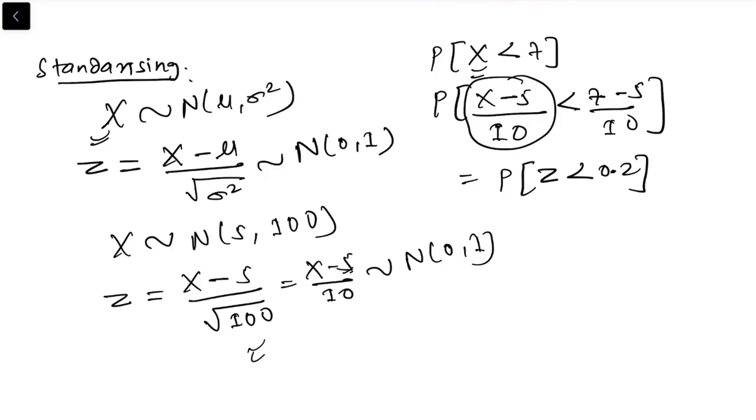Now we can look at this value from the table, and the answer is 0.57926. You can check this value from the table. All right, now let's see one more example.